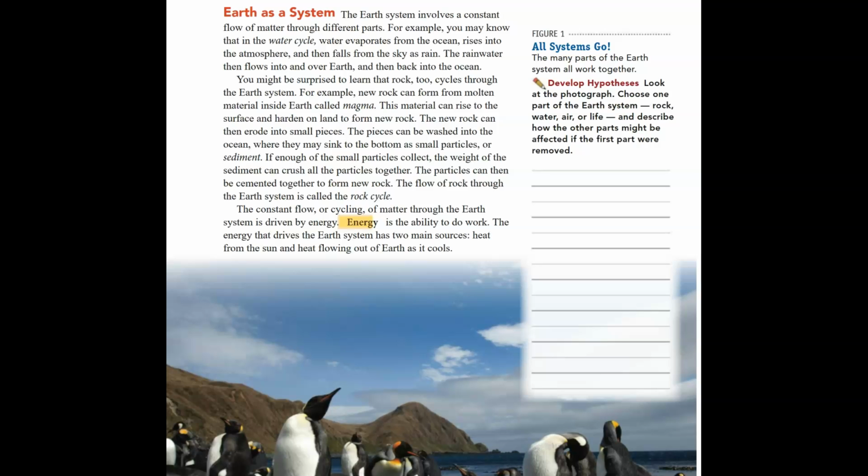You might be surprised to learn that rock too cycles through the Earth system. For example, new rock can form from molten material inside Earth called magma. This material can rise to the surface and harden on land to form new rock. The new rock can then erode into small pieces. The pieces can be washed into the ocean where they may sink to the bottom as small particles or sediment. If enough of the small particles collect, the weight of the sediment can crush all the particles together. The particles can then be cemented together to form new rock. The flow of rock through the Earth system is called the rock cycle.